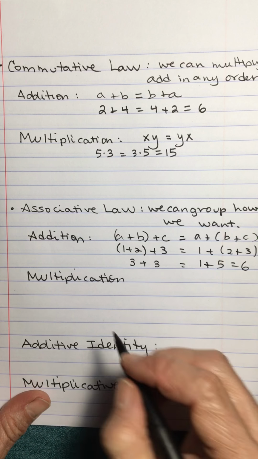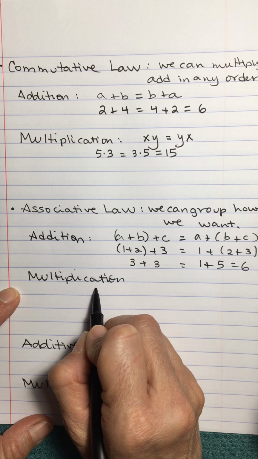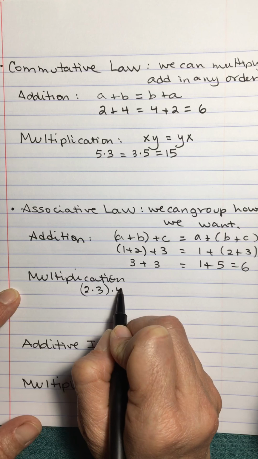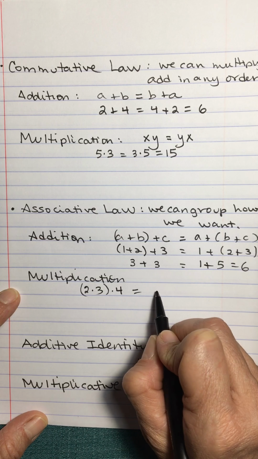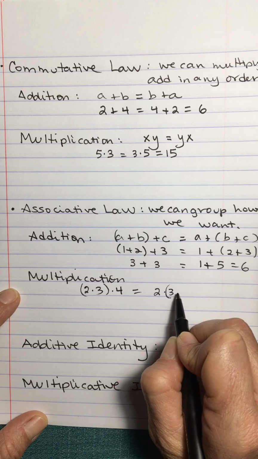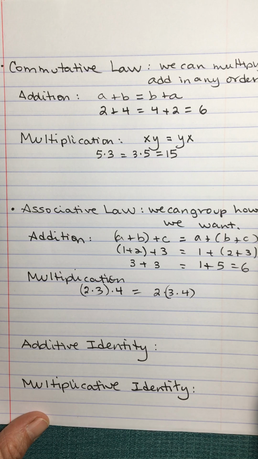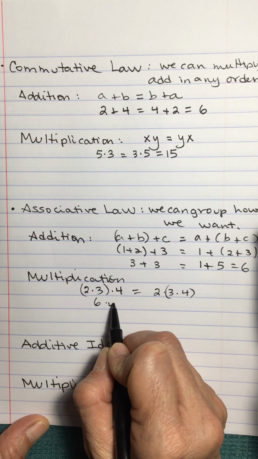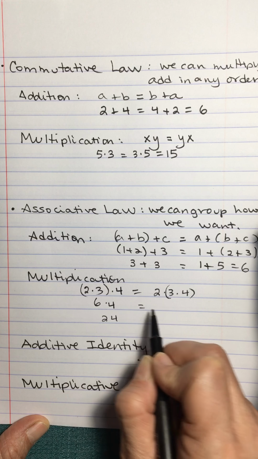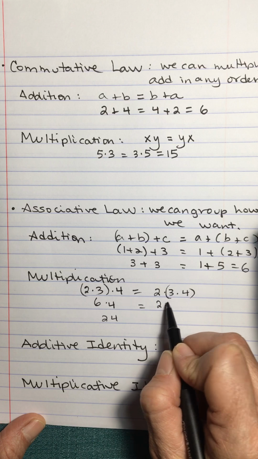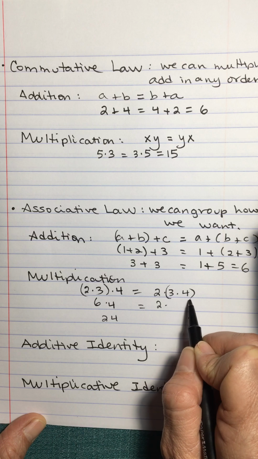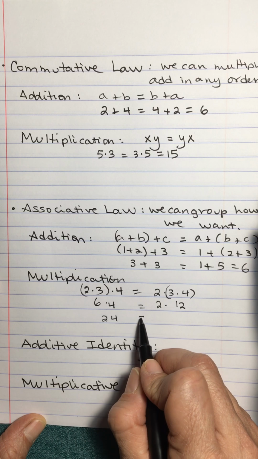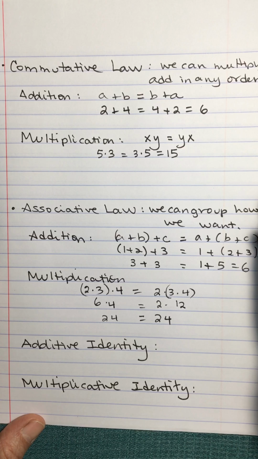And then the same thing with multiplication. As long as the only operation we have is multiplying, 2 times 3 times 4 gives me the same thing as 2 times the quantity 3 times 4. We'll verify real quick. 2 times 3 is 6, 6 times 4 is 24. On the right-hand side, 3 times 4 we do first because they're inside the parentheses. 3 times 4 is 12, and 2 times 12 is also 24.